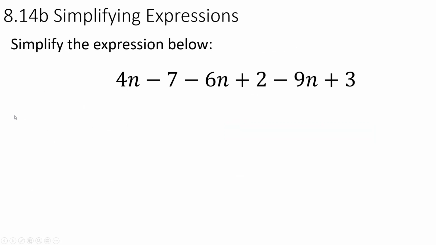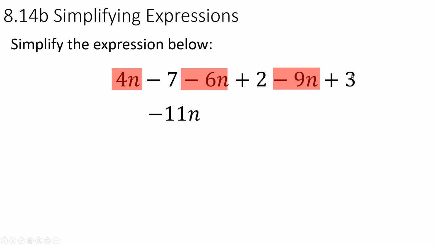We're going to simplify this expression. We're going to regroup all of the variables that we can. Any term that is a like term, we're going to put them together. So I've got all these n's: 4n, negative 6n, negative 9n. That's negative 15n, and then plus 4n. That's going to be negative 11n.